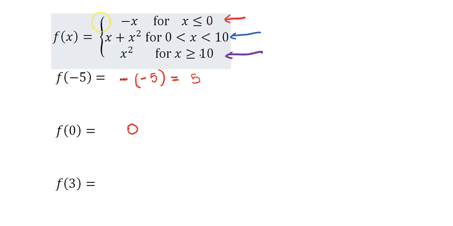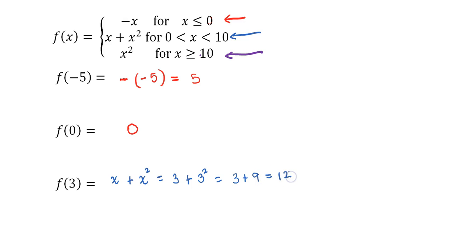Then I have 3, which is between 0 and 10. So we're saying that x plus x squared is our function, where I'm going to replace those x's with 3's. So 3 plus 3 squared, so it's 3 plus 9 equals 12.